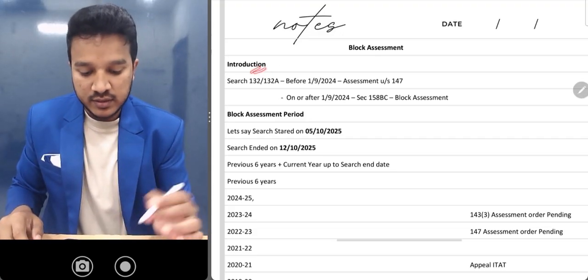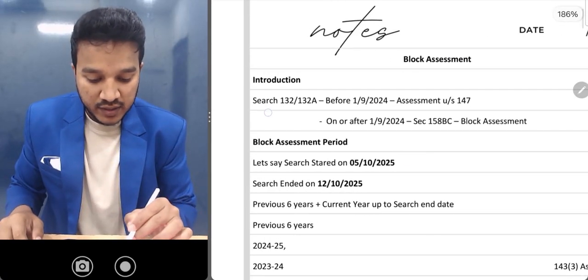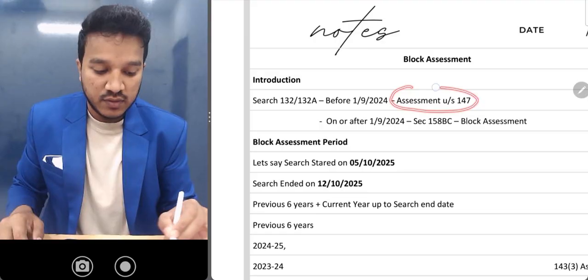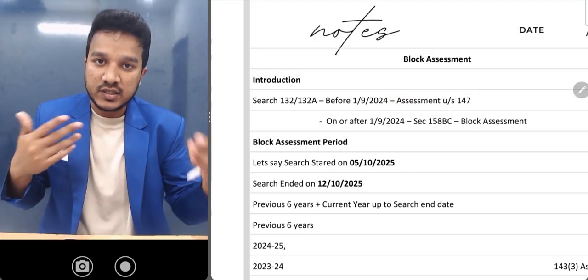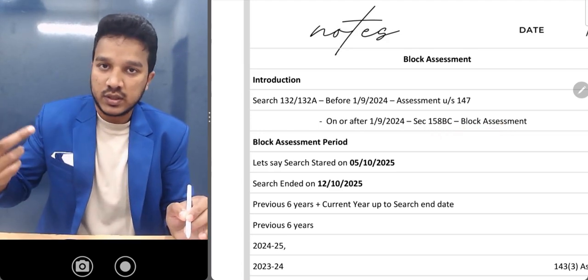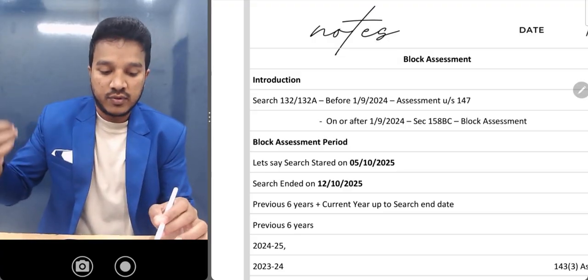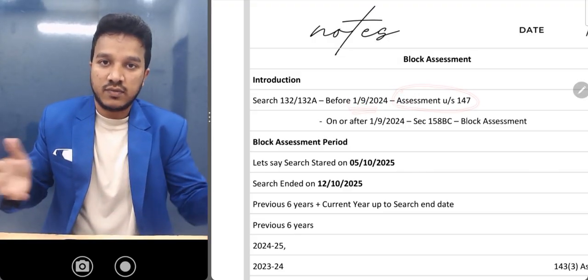So a little bit of introduction. Earlier, before 1/9/2004, if there was a search under section 132 and 132A, there would be assessment under section 147. But now अगर search initiate हो गया and if they find any undisclosed income, then that would come under block assessment. They will initiate a block assessment. Okay, that is after 1st September 2024. Before 1st September 2024, it used to fall under assessment, income escaping under section 147.